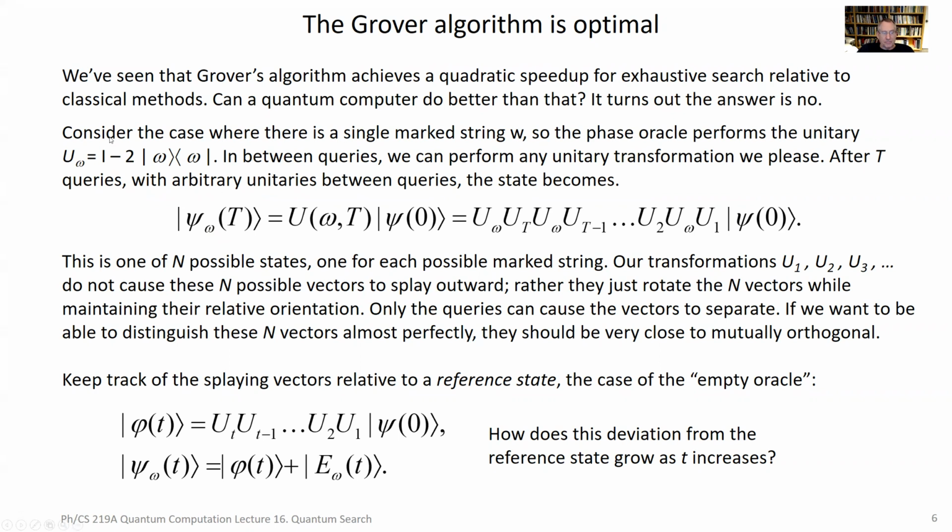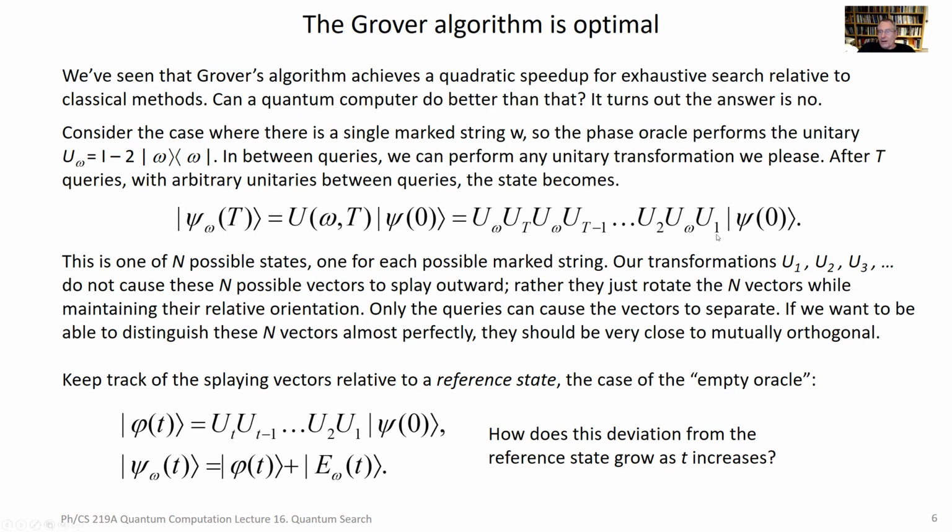That's our strategy. The reference state that we're going to use is going to be a state like this, except we leave out all the oracle calls. One way people sometimes say it is we replace the oracle by an empty oracle that doesn't do anything. It just applies the identity. We could just as well say we don't do the queries.